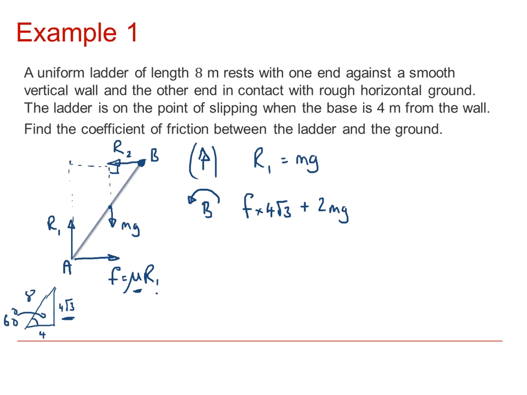Those are the anti-clockwise moments, and they must be equal to the clockwise moment, which is R multiplied by 4. And we know that R is mg, sorry, R1, I should have said R1, multiplied by 4, so that's equal to 4 mg. Rearranging that then gives that F must be equal to 4 mg minus 2 mg, so that's 2 mg, and then divided by 4 root 3.